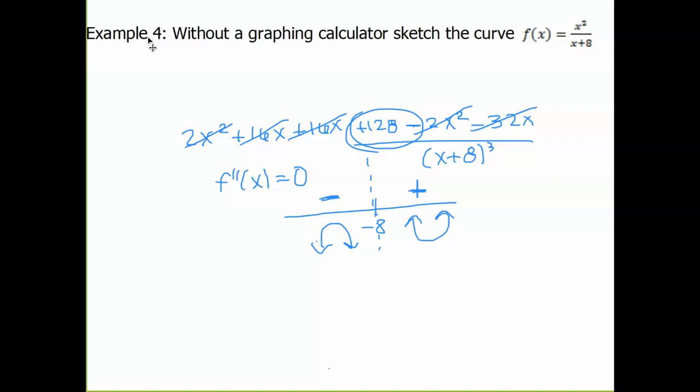This is not considered a point of inflection, even though you have a sign change, because it's not in our domain. It can't equal 0 because you get your zeros from the numerator, but the numerator doesn't have a variable. So there are no zeros of the numerator.